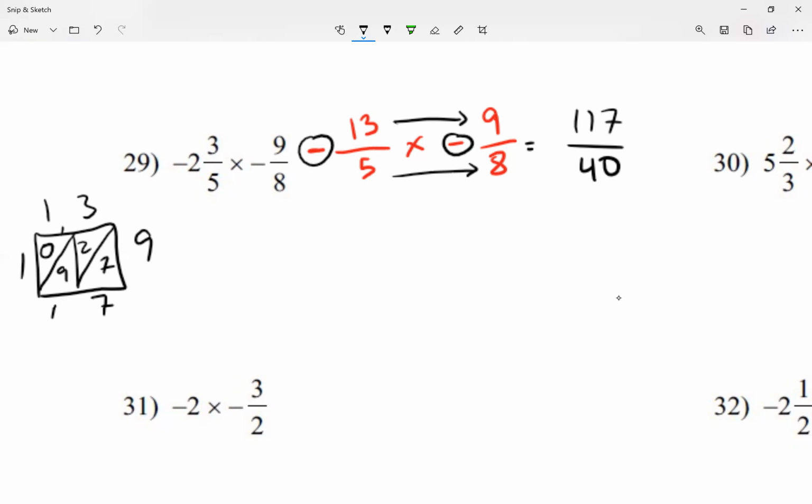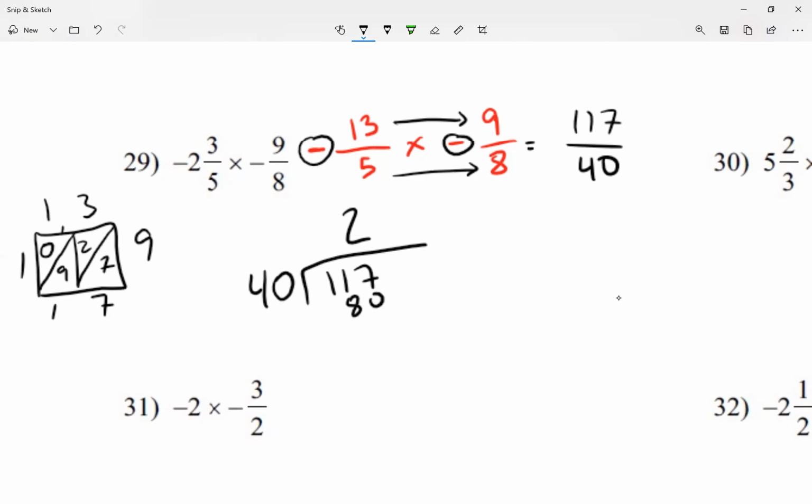Now, there's a problem. We cannot have the big number on top. So I'm going to divide. I wonder how many 40s go into 117. I want to say 2, because 2 times 40 is 80. When I subtract this, that gives me 37. My remainder has to be smaller than this number, which it is, right? 37 is less than 40. So now my answer is going to be 2 and 37 over 40. That's my answer, 2 and 37 over 40.